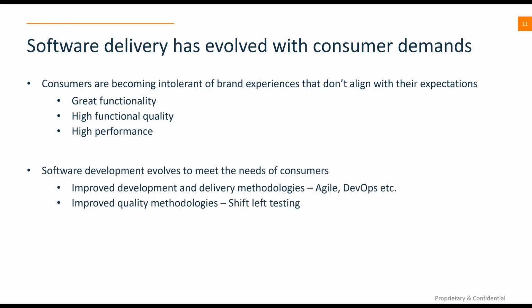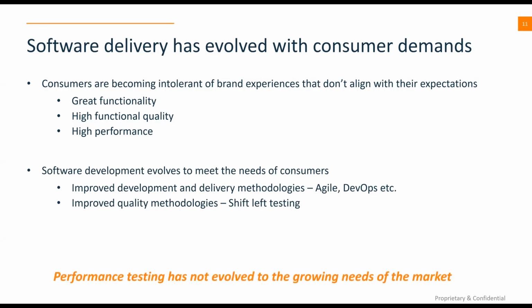And software development has slowly, albeit, but has actually crept up and evolved to meet the needs of consumers. We have improved development and delivery methodologies. We have agile DevOps really starting to take an increased growth step. And we also have shift left testing. We have better quality methodologies. We have developers taking more responsibility of that in their everyday development.